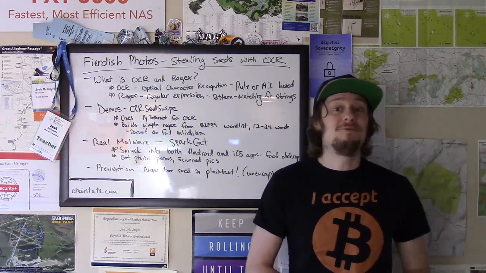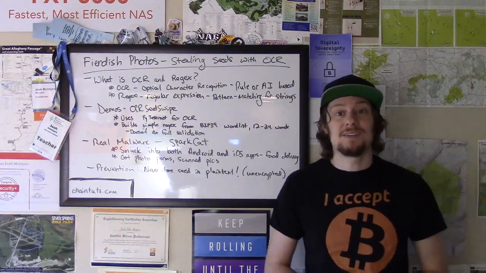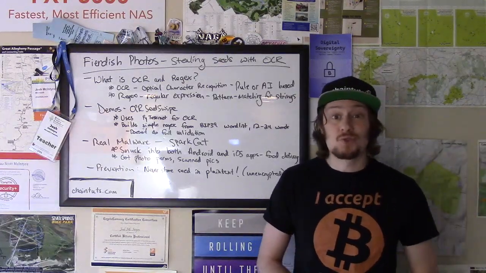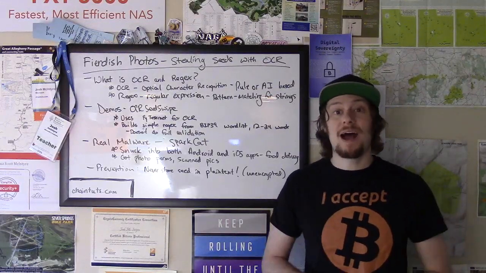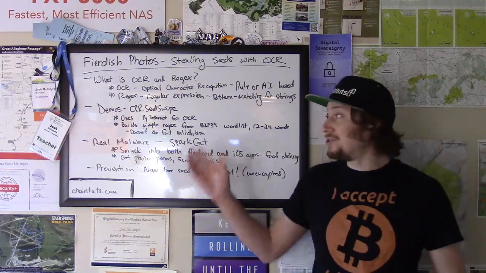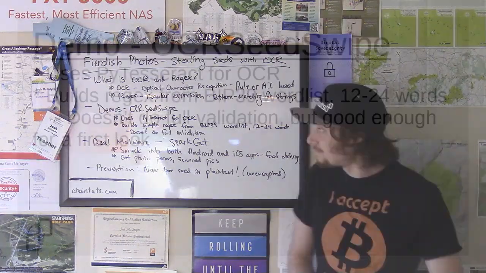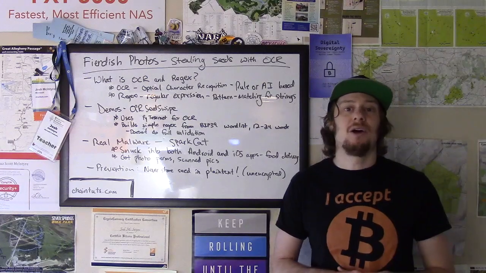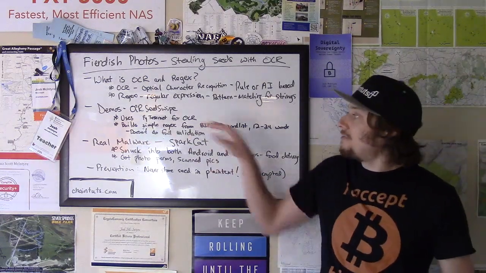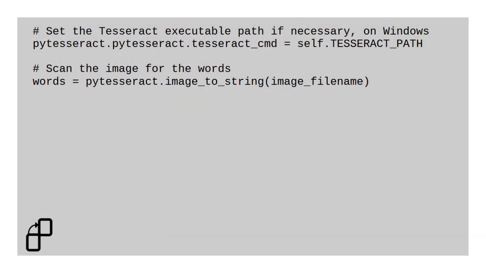So let's talk about a fun educational demo showing this concept. And as always, this is open source and available on the Chain Tutorials GitHub. So if you like to code or you want to check out how this works and tinker with your own setup, you can find OCRSeedSwipe. In this case, this Python application uses PyTesseract for OCR, and this is a commonly used rule-based OCR library wrapped in Python for easy use. So we can feed PyTesseract an image and have it extract out the text for us.